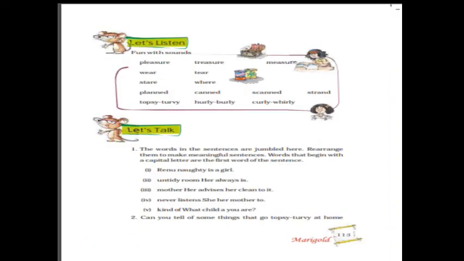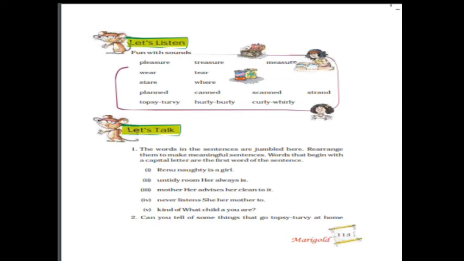Next, let's listen, fun with sounds. There are a few words given, children. You just have to read them out: pleasure, treasure, measure, wear, tear, share, plant, can, scan, strand, topsy-turvy, hurly-burly, curly-wurly. Children, these are also called rhyming words.